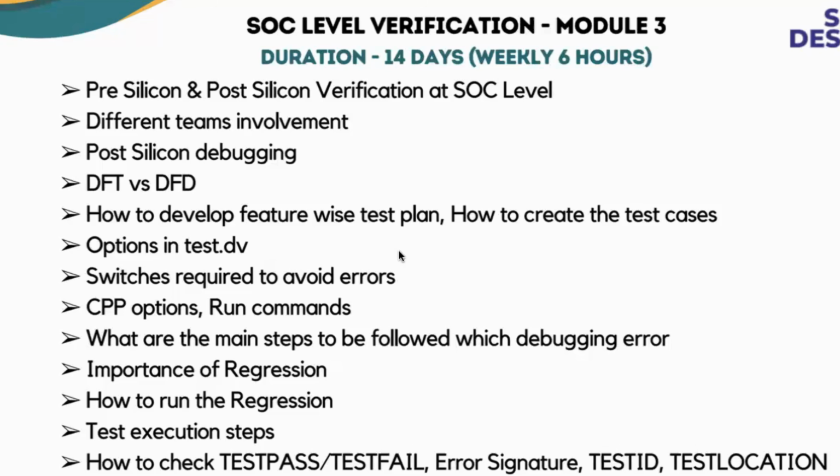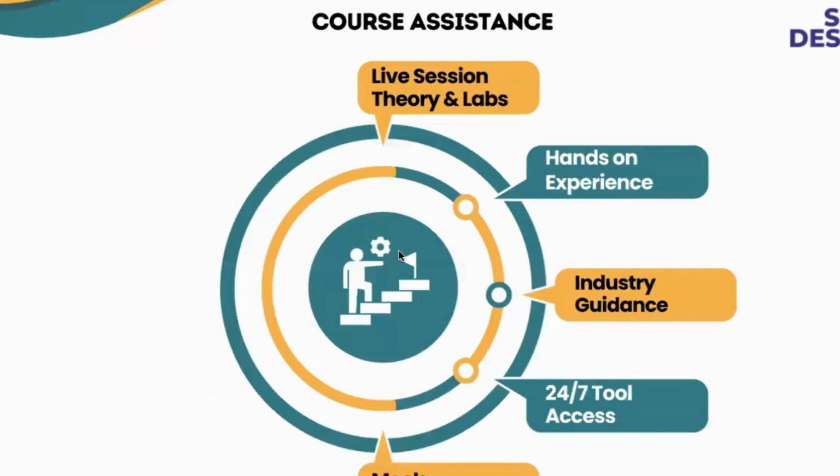And separately, we are going to see at SOC level how we can avoid the errors, what the main important steps for the regression are, why we are doing the regression, and how we can check either test pass or fail, or error signature, test ID, test location. How we can check all these things, we are discussing separately. But mostly when we are designing a RISC-V, there only you will get it, because everything we are using in UVM, right? So how we solve the UVM errors, everything you will get from that only.